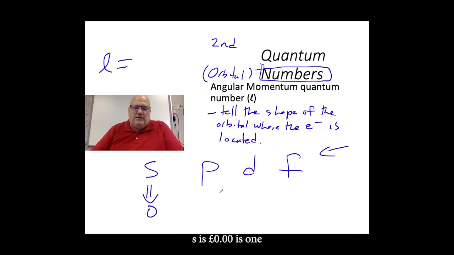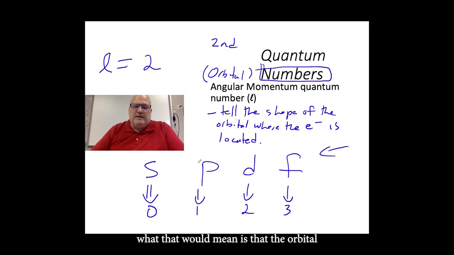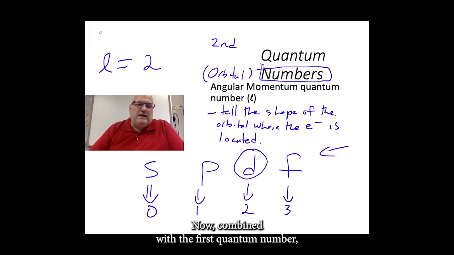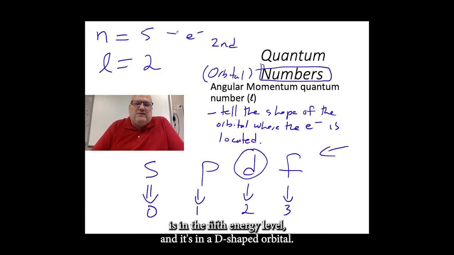S is 0, P is 1, D is 2, and F is 3. So if I were to tell you that my L is 2, what that would mean is that my electron is in a d orbital. Now, combined with the first quantum number, if I said n equals 5, L equals 2, what I'm telling you is that the electron that we're looking for is in the 5th energy level, and it's in a D-shaped orbital.